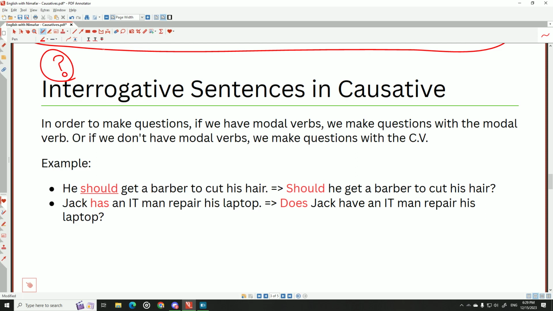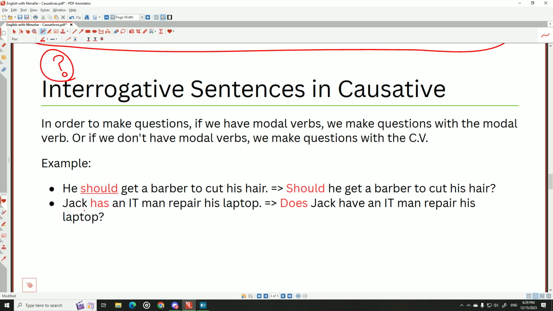So, in order to make questions, if we have modal verbs, we make the question with the modal verb. Otherwise, with the causative, again, we don't care about the verb after it. I mean, for the bare infinitive or the to infinitive verb, we don't care. For example, he should get a barber to cut his hair. Should he get a barber to cut his hair? Say yes, he should. Or no, it's not really needed.